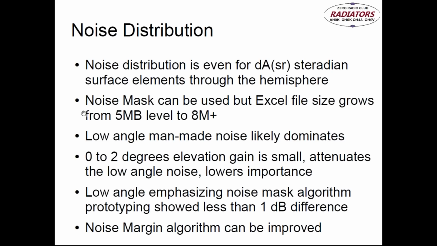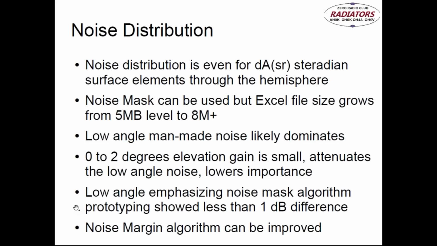So I did build a noise mask, but in the Excel, the file size grew from about 5 megabytes to more than 8 megabytes, and it was getting slow, at least on my machine. And I was thinking, is it worth the extra time that the Excel is calculating? So then we had a discussion about what is dominating. The low angle man-made noise is dominating, but then to think about the directional patterns, at the absolute low angle elevation, like from 0 to 2 degrees, the elevation gain is small, and it attenuates the low angle noise, and kind of lowers its importance. So this is kind of an excuse, but I wanted to take this excuse because I don't want to feel too bad about not having this mask.